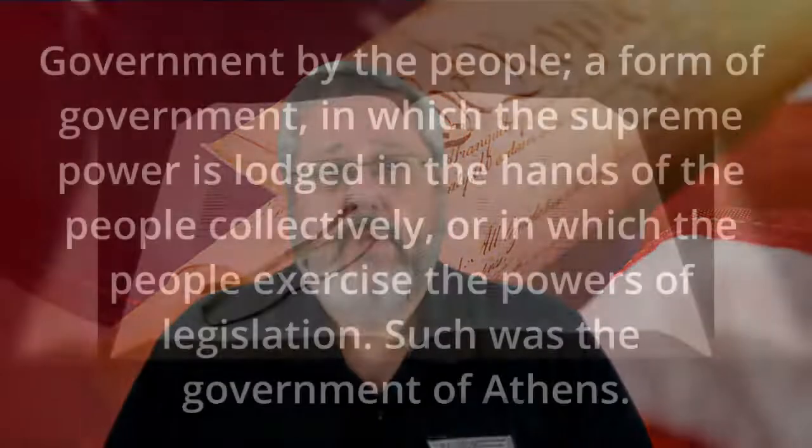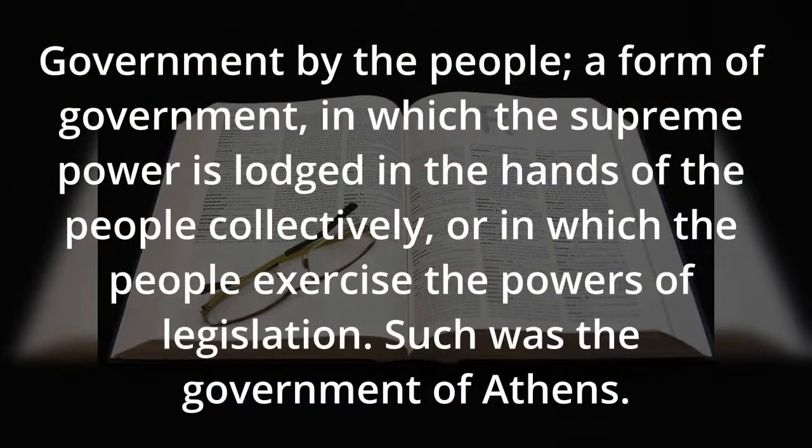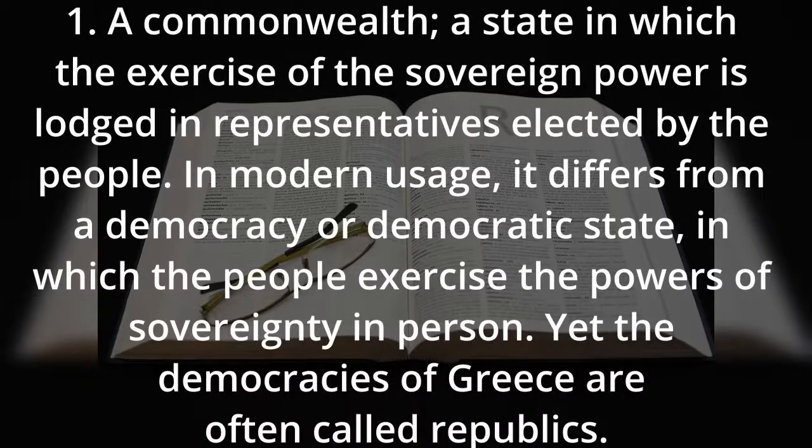Now, Webster's 1828 dictionary defines democracy as government by the people, a form of government in which the supreme power is lodged in the hands of the people collectively, or in which the people exercise the powers of legislation, such as the government of Athens. It also defines a republic as a commonwealth, a state in which the exercise of sovereign power is lodged in representatives elected by the people. In modern usage, it differs from a democracy or democratic state in which the people exercise the powers of sovereignty in person. Yet the democracies of Greece are often called republics.